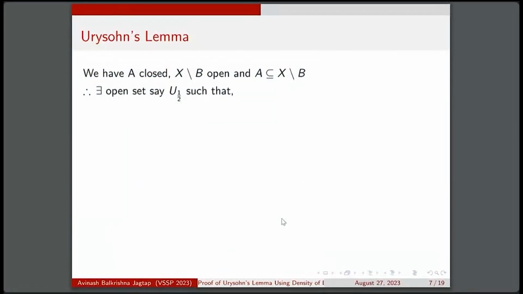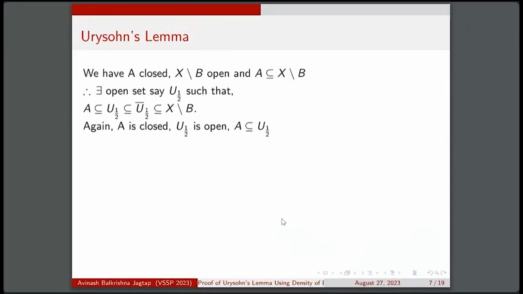So let's do the first claim. Suppose we have A to be a closed set, and B is also a closed set. So that's why B complement is an open set. And since A and B are disjoint, A will be a subset of B complement. And by the previous lemma, since X is normal, we know that there exists an open set, let's say U_{1/2}, such that A is a subset of U_{1/2} and U_{1/2} closure is contained in B complement.